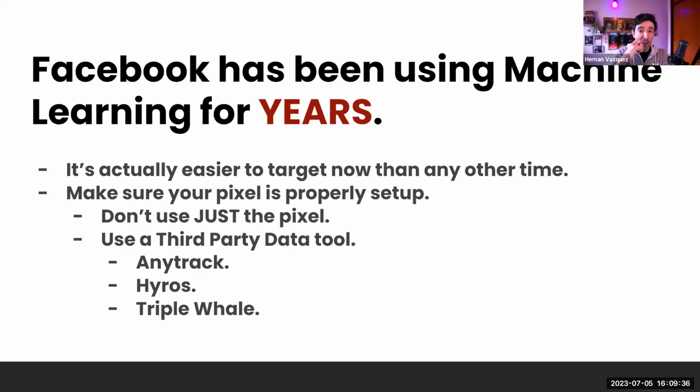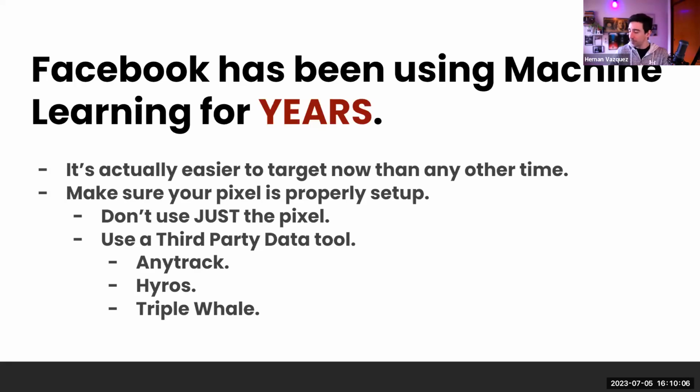Now, with class 1, you have really good creatives that you can use. So that's the first thing I want to make sure we understand: Facebook has been using machine learning for years, and advertising platforms are getting more and more machine learning dependent, as are we advertisers. It's actually easier to target our ideal customer now than at any other time. Despite what people say, it's been getting easier to run ads on Facebook.